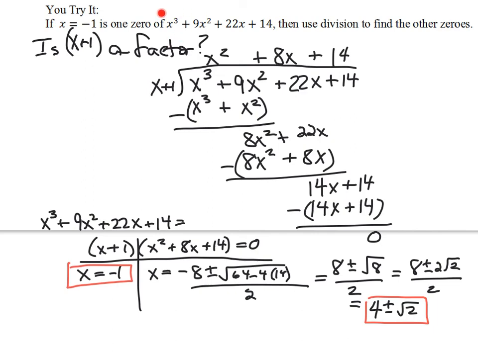I should have had 3 zeros because I had an x to the third in my polynomial, so it makes sense that I got these 3 roots, or zeros. You'll notice that all 3 of them are real. This one is real and rational. These 2 are real and irrational. And they, of course, are conjugates of each other.